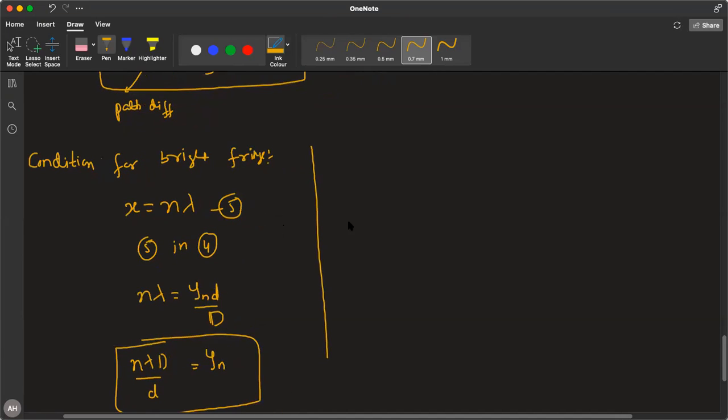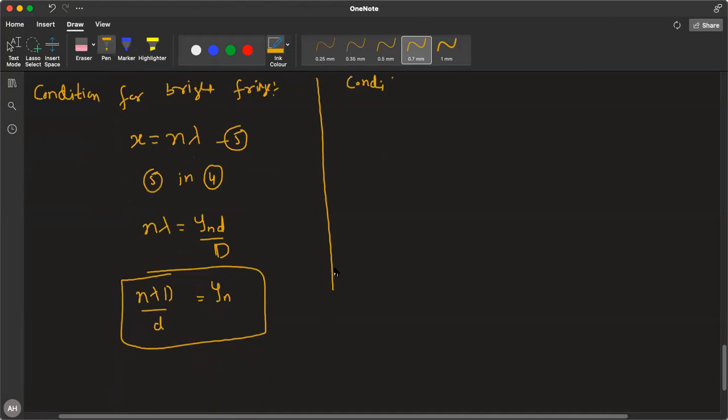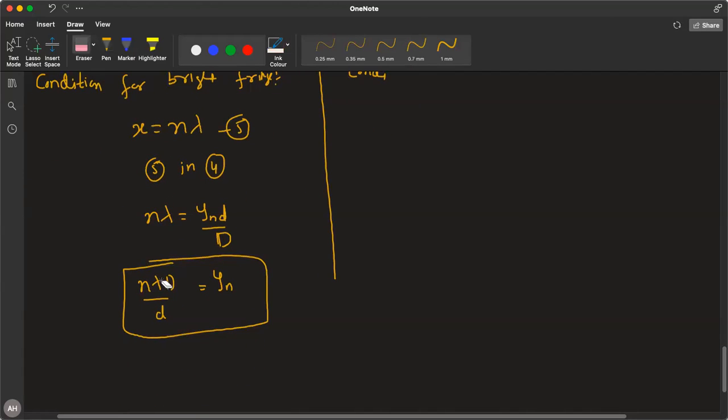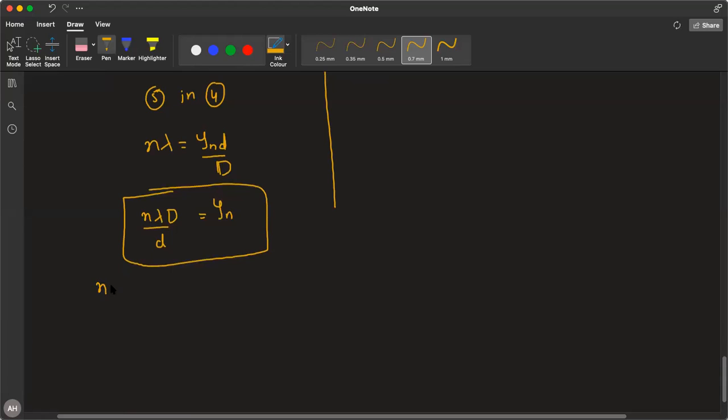Similarly, we have the condition for dark fringe also. It's n lambda capital D by small d. Your n will start from 0, 1, 2, and on. So when we put n equal to 0, we get y0. If you put n equal to 0 here, you get y equal to 0. That's for the central bright fringe. This is the position of the central bright fringe.